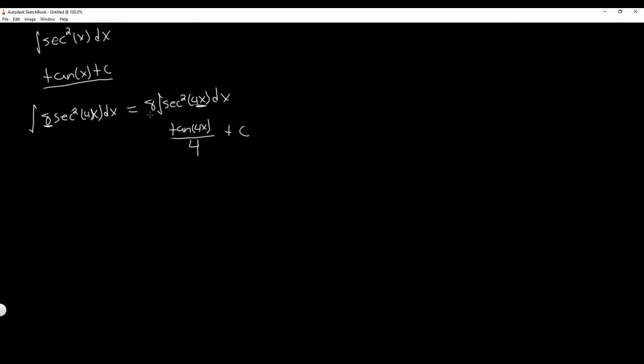And we can't forget the constant 8, so we're going to multiply this by 8. So this is going to be 8 tangent of 4x divided by 4 plus c. But we can also simplify this, because 8 divided by 4 is 2. So in simplest terms, this is going to be 2 tangent 4x plus c.